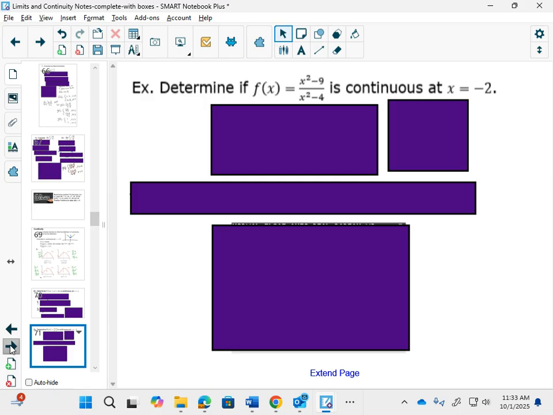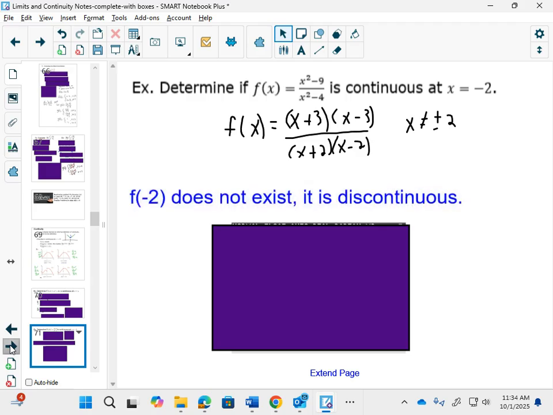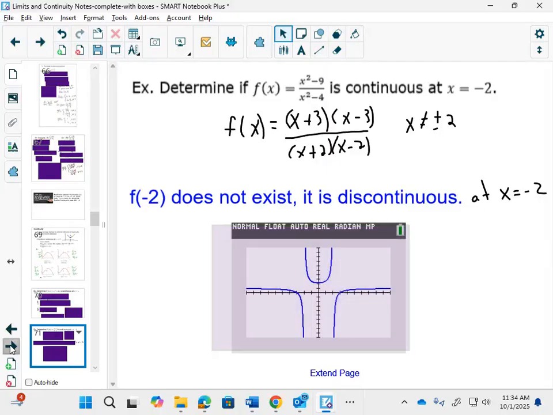Is this continuous at x equals -2? So step 1, can you plug in -2? No. So it doesn't exist. So we can right away say it is discontinuous. And maybe I even add here at x equals -2. When you graph these in grade 12, what happened at -2? Is it a hole or is it an asymptote? That one will be an asymptote.